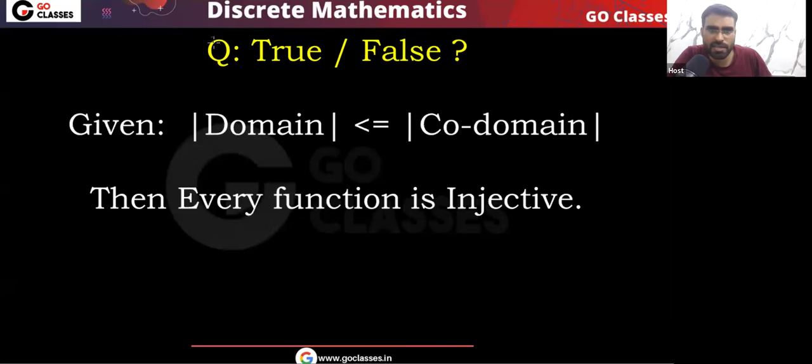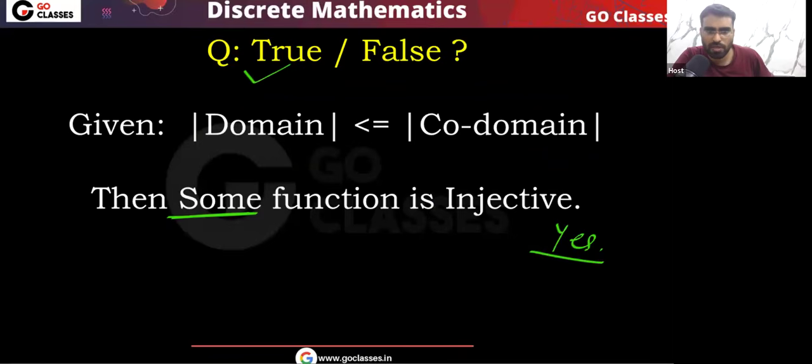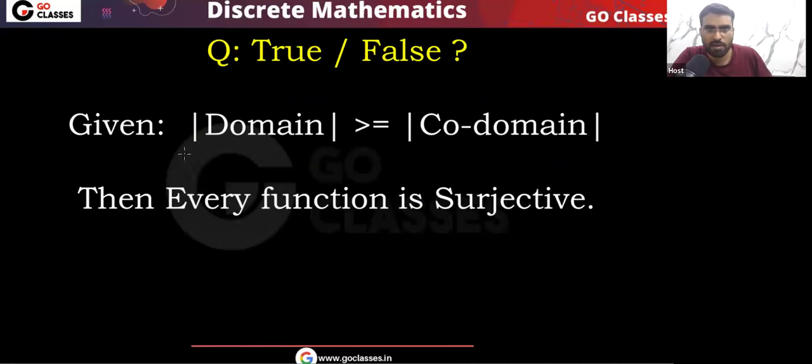What about this? Domain cardinality is less than or equal to codomain cardinality. Every function is injective. The answer is no. Okay. So this is false. What about this question? Some function is injective in this situation. So here the answer is true. Okay. Tell me the answer for this. Domain cardinality is greater than or equal to codomain cardinality. Every function is surjective. The answer is false. But some function is surjective in this situation. The answer is yes.